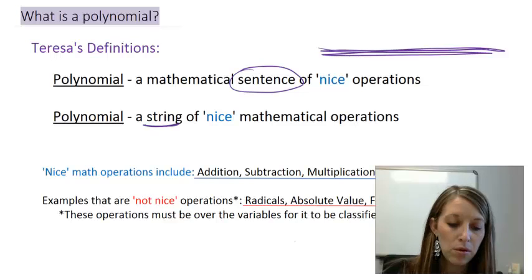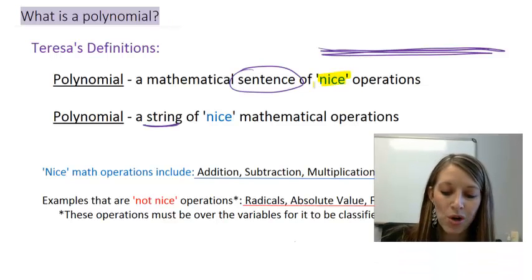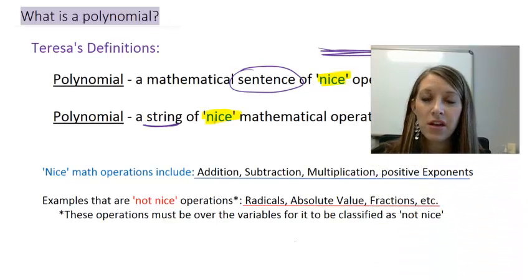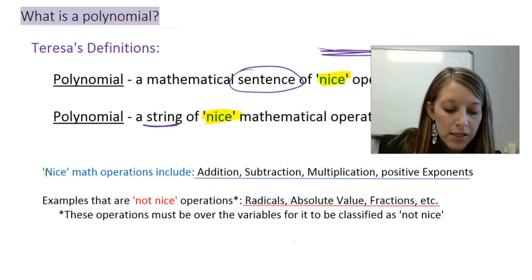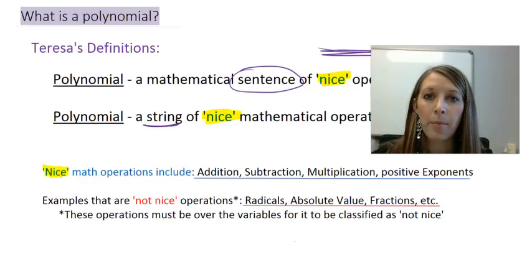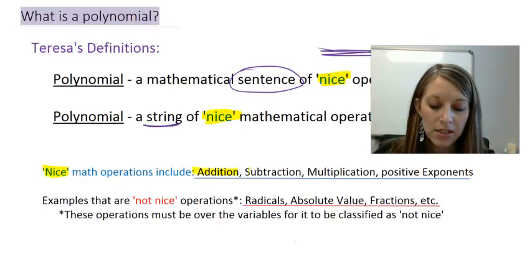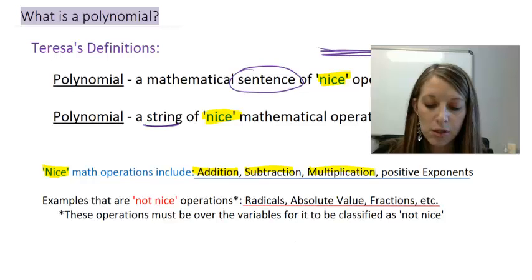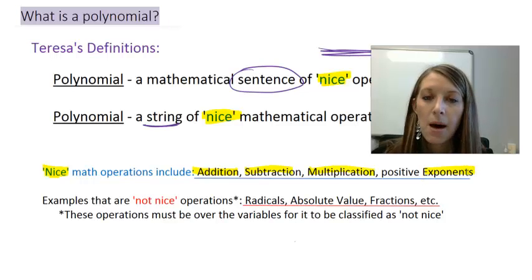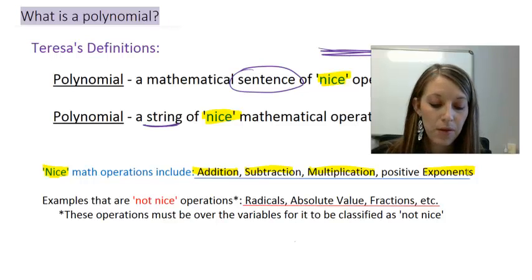Now notice in both of these that I've used the word nice. That is definitely not a formal math definition by any means, but I'm trying to help you figure out what fits in here and what doesn't. When I say nice mathematical operations, I'm talking about addition, subtraction, multiplication, and exponents, but only positive exponents. So extremely easy, or nice, mathematical operations.